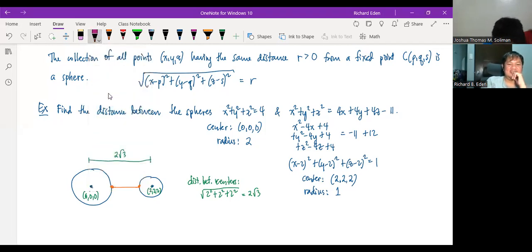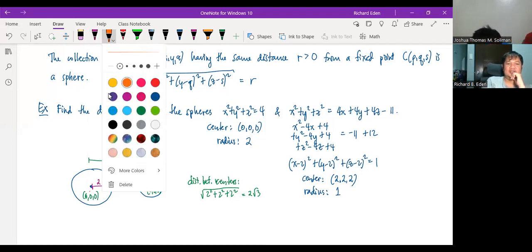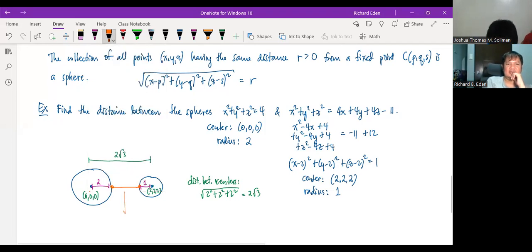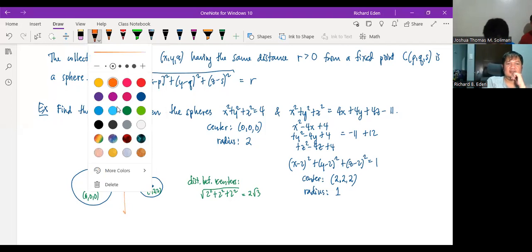The radii, on the other hand, what's the radius? 2 and then 1. So the distance between the spheres is 2 square root of 3 minus 3. Yeah. All right.